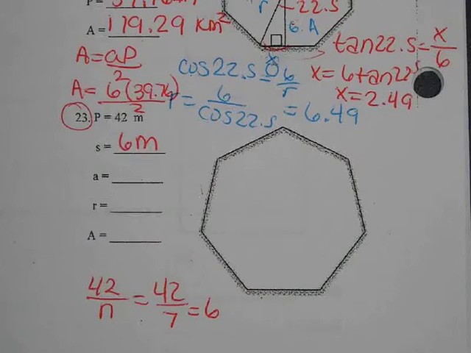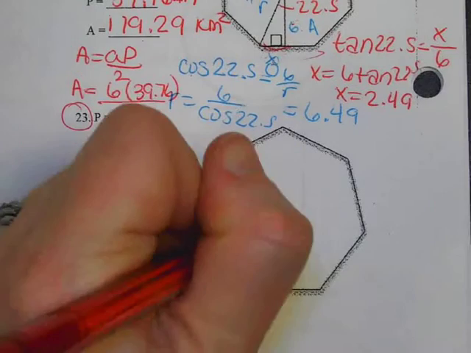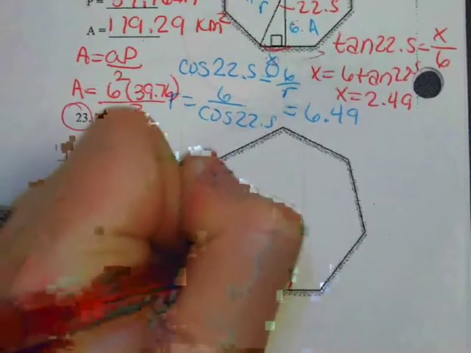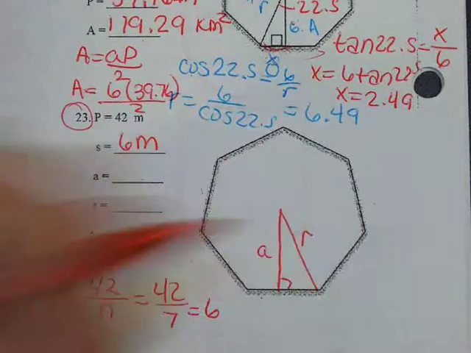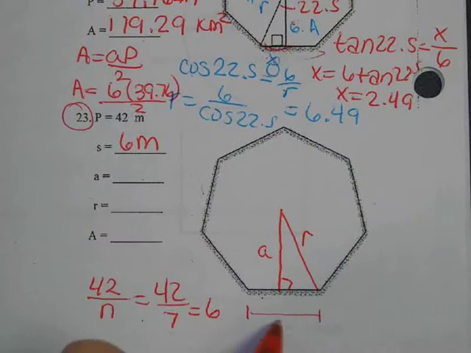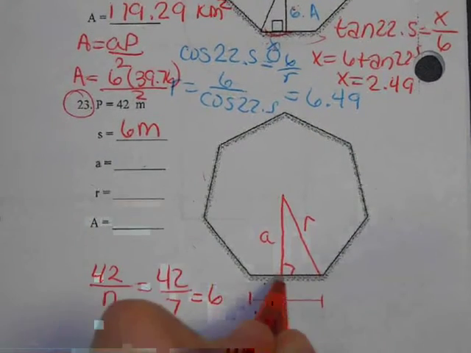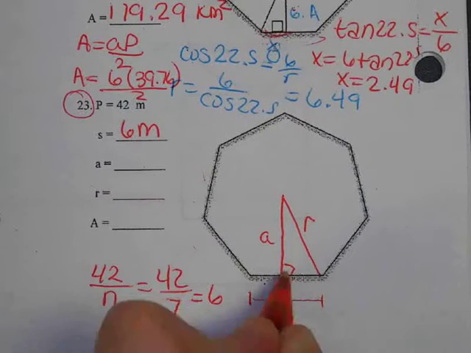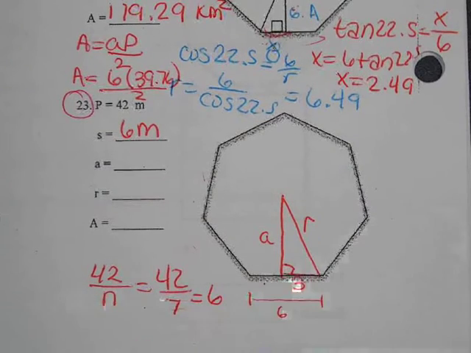But unfortunately, that doesn't give me enough information. So when I draw my apothem and my radius, if the whole side length is 6, I need to go backwards into the right triangle. So half of that would give me that side length of 3.